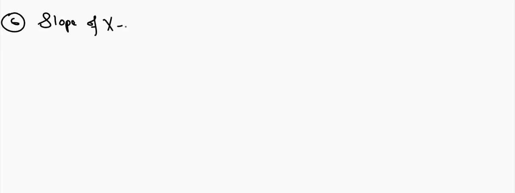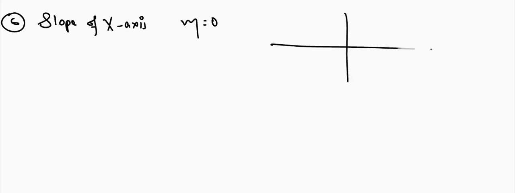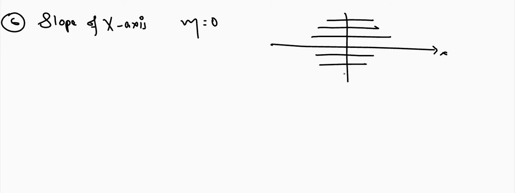Okay, number 6. We are going to discuss the slope of the coordinate axes, x axis and y axis. Slope of x axis: the x axis is inclined with the x axis at 0 degree, so its slope will be tan 0, which is 0. Slope of x axis is 0. Then if lines are parallel, their slopes are equal, so all lines parallel to the x axis have slope 0.